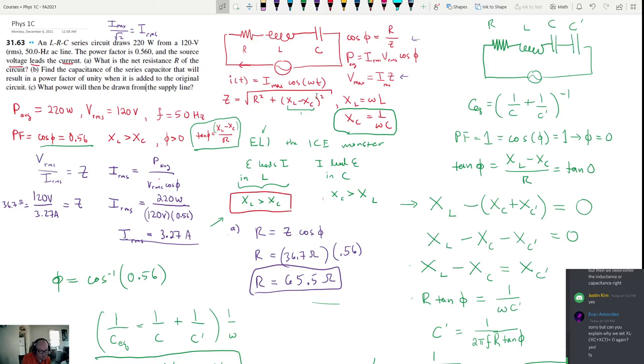31.63. Oh, we got the other part wrong, too. So part A, it says, is 20.6 ohms. We got all of it wrong. We're going to have to go back here and figure out what we did wrong.